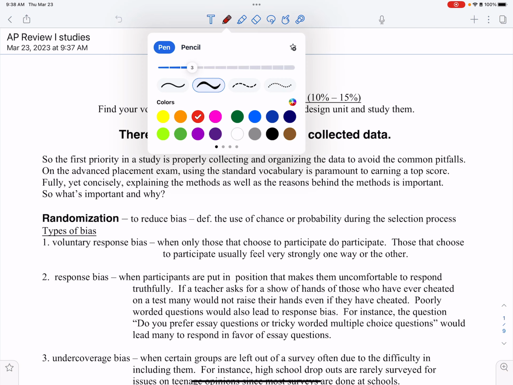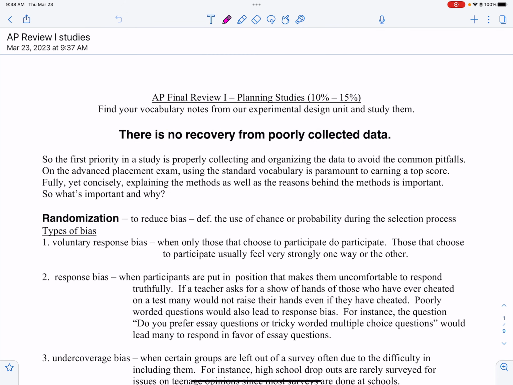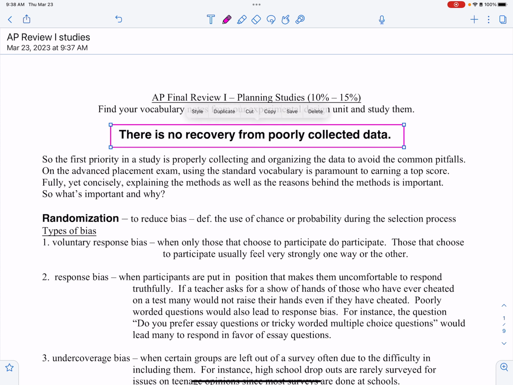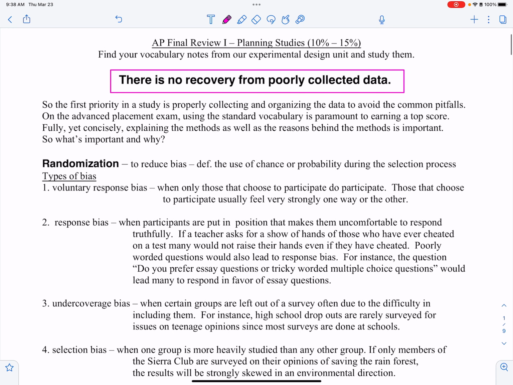Okay, let's go ahead and look at what some of the main areas are that we're talking about. The biggest thing you need to understand is that if your data is collected poorly, you cannot continue a good study. So this is why we concentrate so hard on how to collect our data. First of all, let's look at not only what things are, but the purpose of them. The one thing about the AP test is that you're going to have to know the purpose sometimes in the multiple choice questions and sometimes in the FRQ questions.